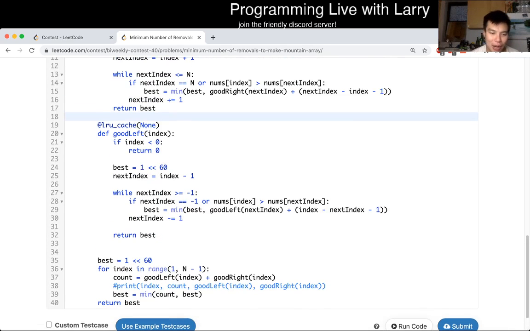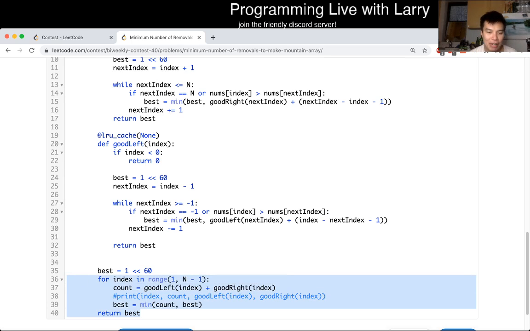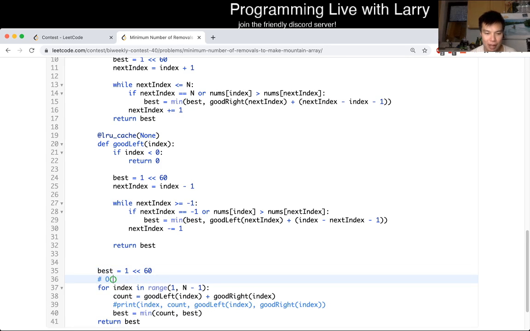Oh, let me go over the complexity. I forgot. So for this for loop, assuming this is O of one and this is O of one, and because we memoize, maybe I could phrase it another way. We have a loop of O of n. So let's just say this is O of n, and we assume that this is O of one because we memoize it, or the cost gets amortized somewhere. So this loop is going to be O of n.